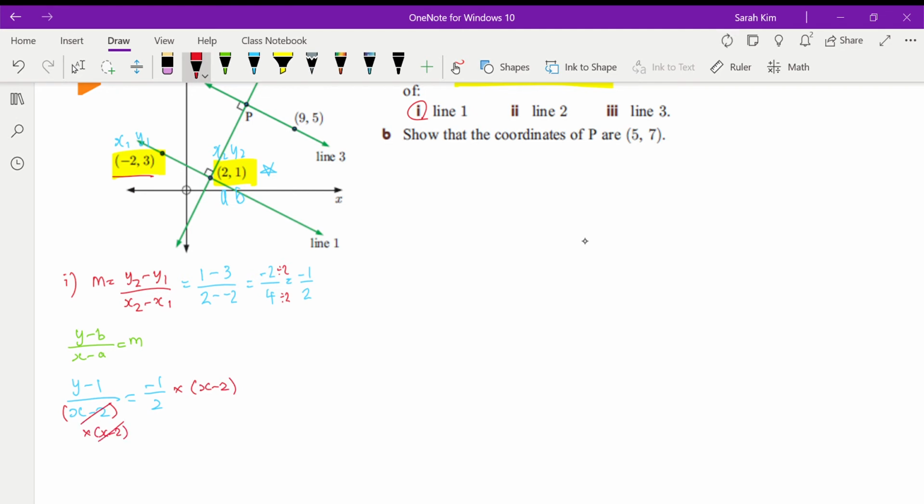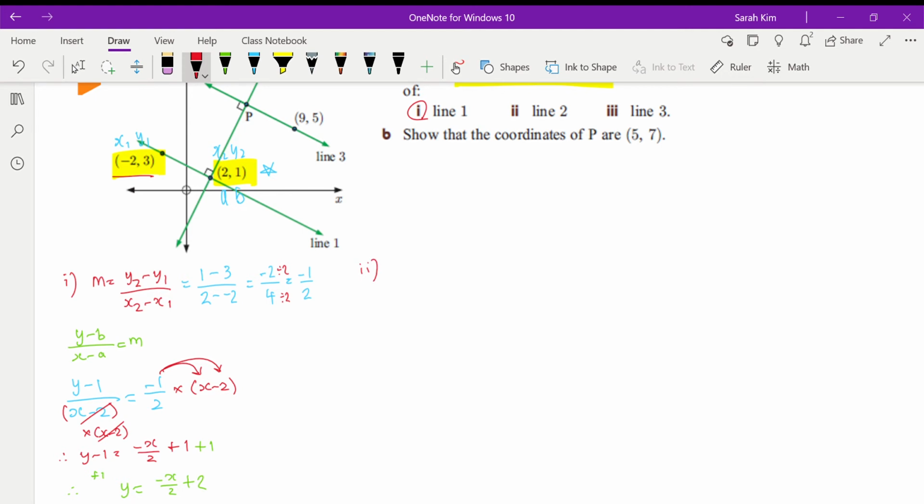So that cancels out, so I get y take 1 equals, and I'm going to expand the bracket while I'm at it, negative x over 2, and then negative half times a negative 2, which turns into a plus 2. Almost done. All I have to do is get rid of the minus 1 over here, so I go plus 1, so therefore y is negative x over 2 plus 2. Here's my equation. Let's move on to II.